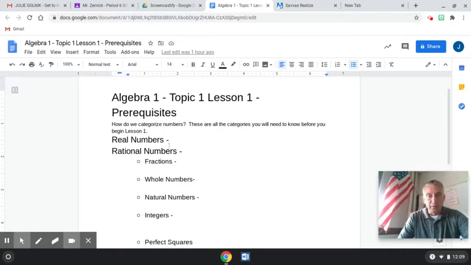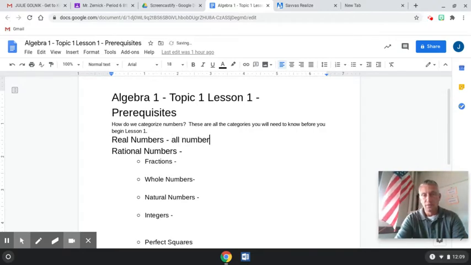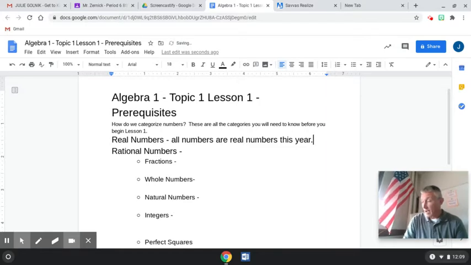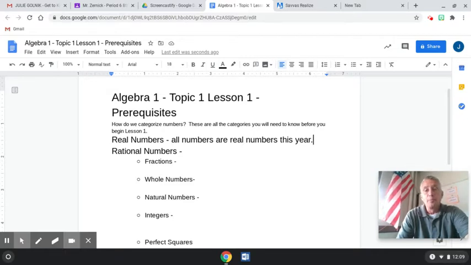First, real numbers. All numbers are real numbers this year. So if I say a number, I want you to understand that it is a real number. Now, I can't say that real numbers are always going to be real numbers. That's why I wrote "this year" on there, because when you get to high school, you're going to learn some imaginary numbers, which obviously aren't real. But for right now and what we are doing, all numbers are real numbers. So if I tell you any number in the world, it's a real number.